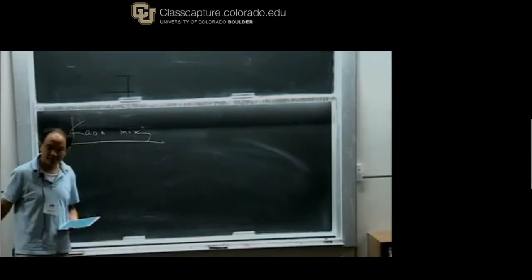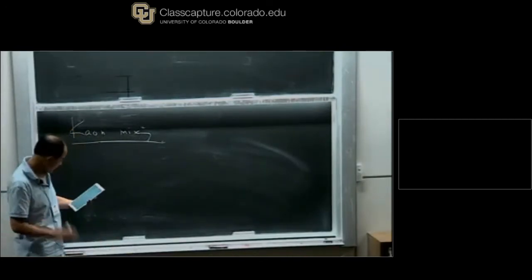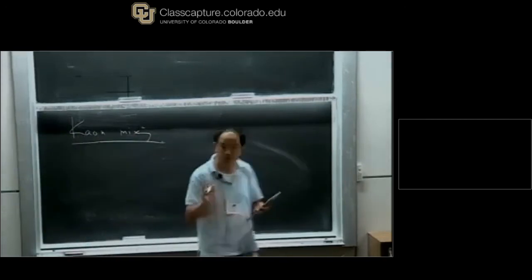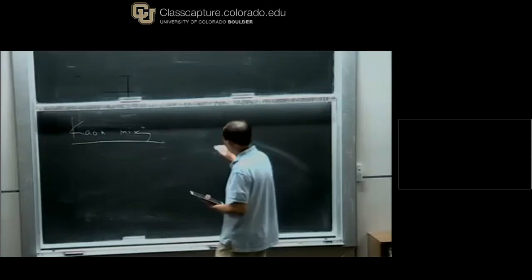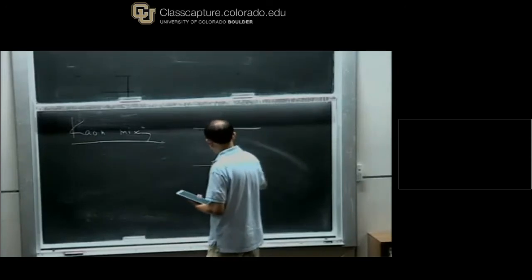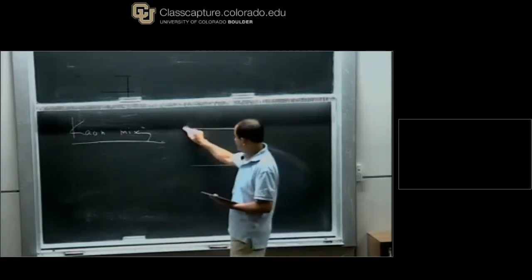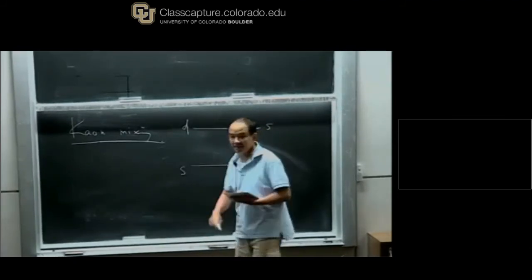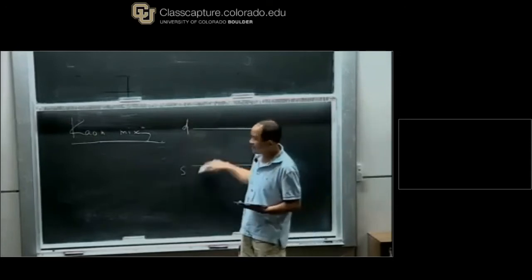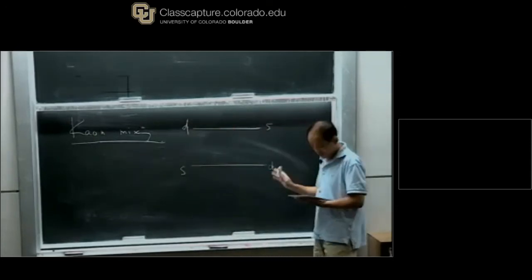Okay, kaon mixing. Kaons are mesons; what I mean is neutral kaon mixing. It is made of a down and a strange quark. So kaon mixing is roughly ds goes to s d-bar. This is my initial state, this is my final state.